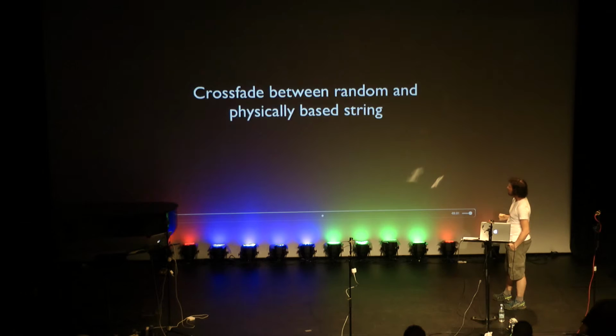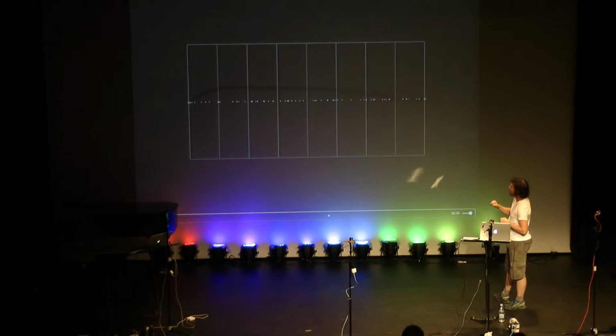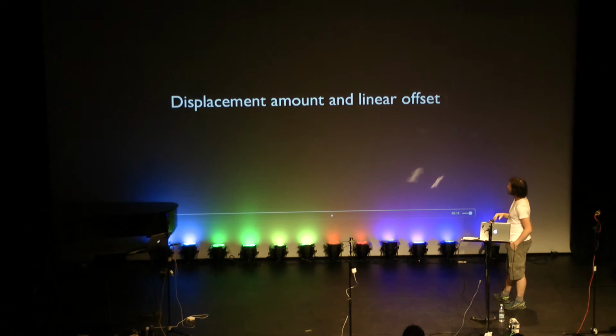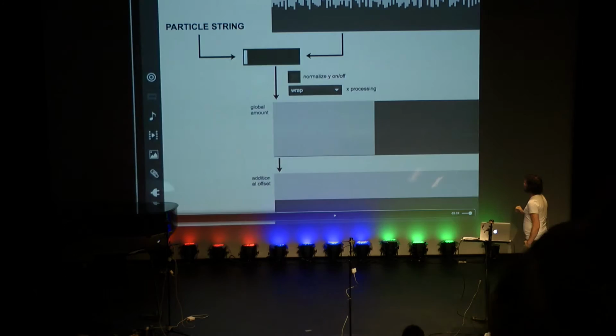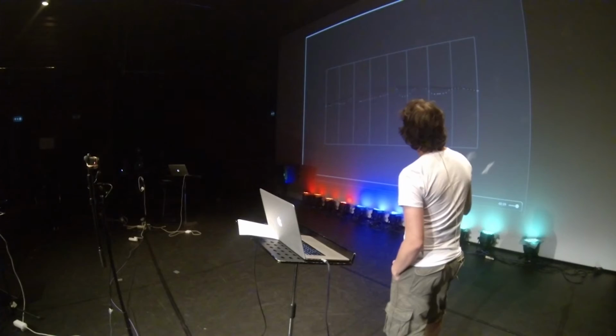Okay, we have also the amount, so how much the trigger objects are actually following the string or the random displacement. So now I set it to somewhere 50-50. Okay, this is the interface for this section. So now in the first part we have displacement amount set to 0, in the later one to 100%. And now I'm just messing around for the sake of demonstration.